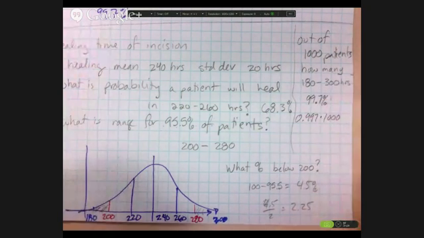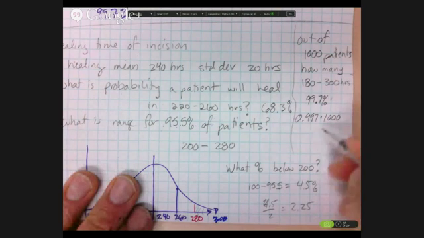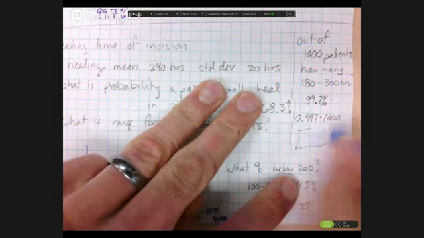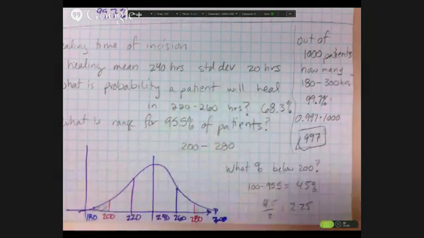Yeah, you have to change it to a decimal times 1,000. You should get 1,994 patients. Sorry, no, I'm thinking 2,000. That was awesome. Thank you, math teacher.